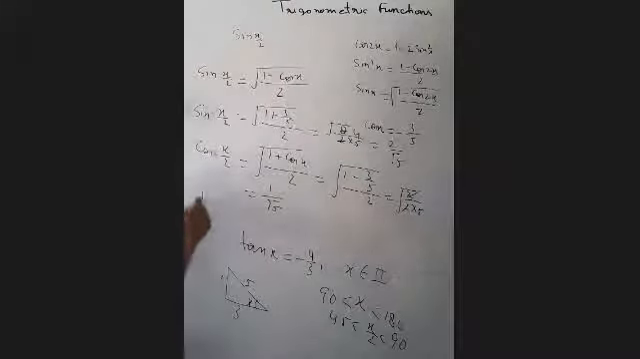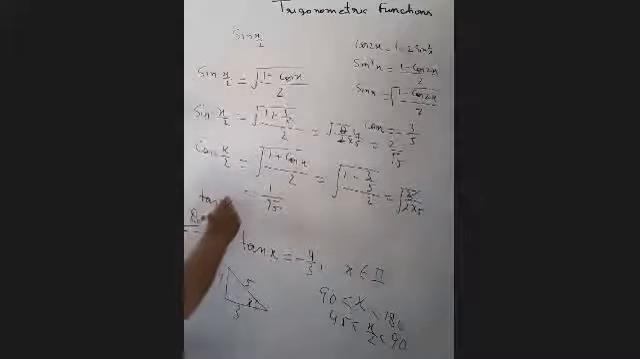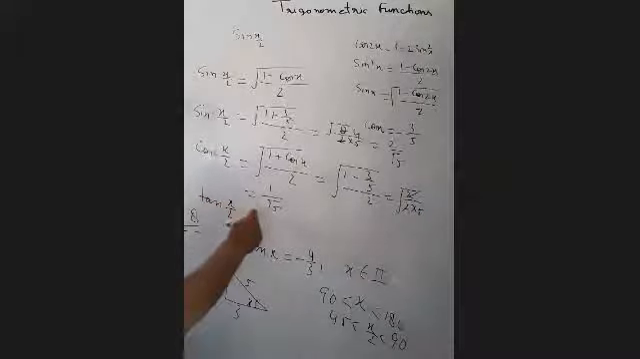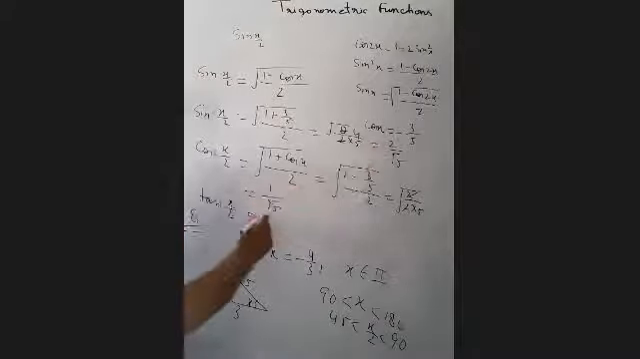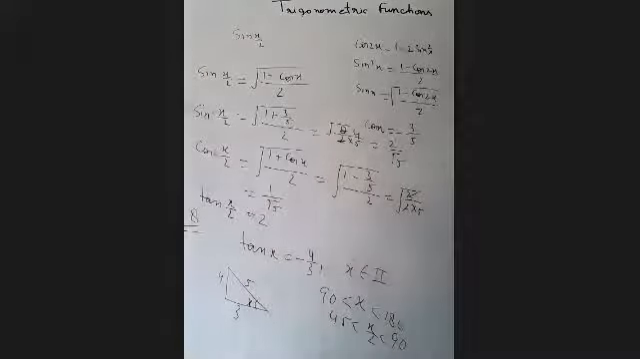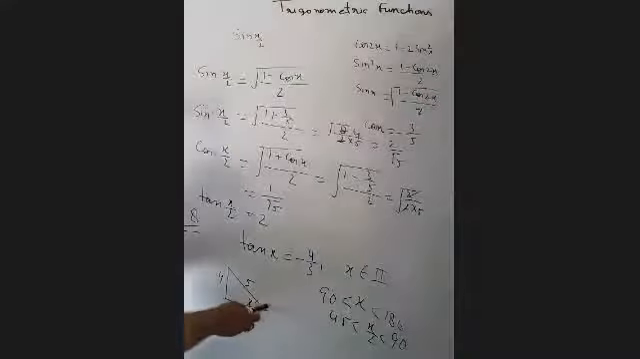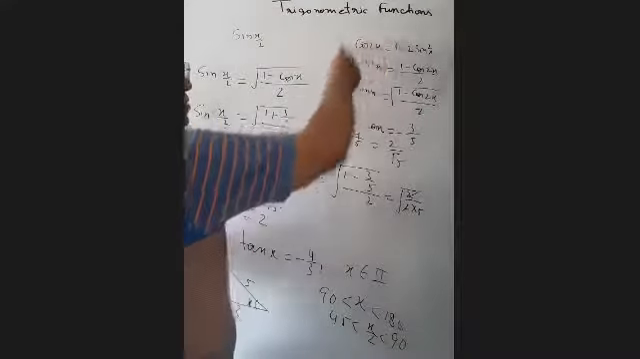If we want to find the value of tan x by 2, we have to divide sin x by 2 divided by cos x by 2. If we divide, the roots cancel, and it will be equal to 2. This is a very lengthy and difficult question. We have to take care that we use these formulas.